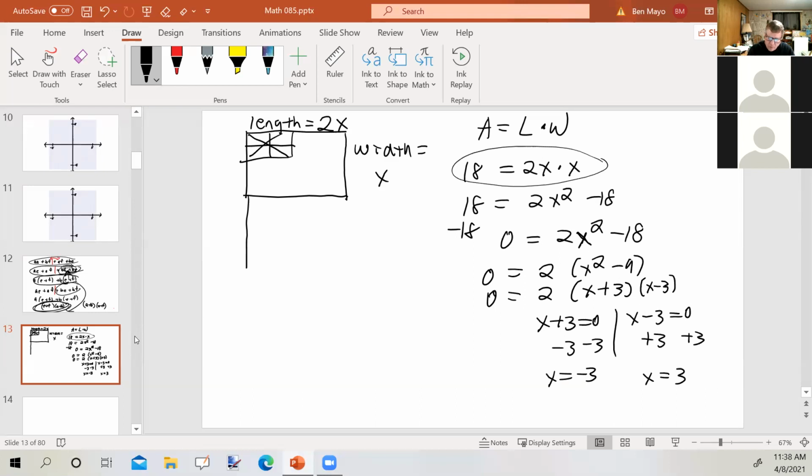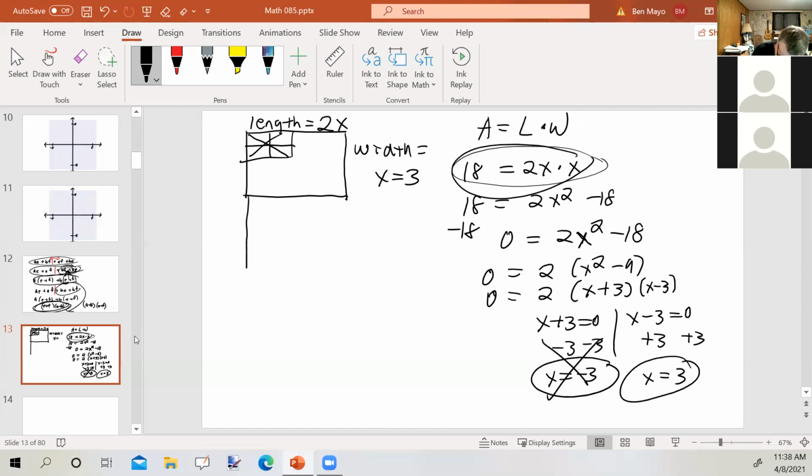However, the question was to find the dimensions of the flag. The problem is that if we choose x equals negative 3, we have a flag with negative dimensions. A dimension is a distance, a length or a width, and it can't be negative. So even though this answer is a solution to the equation, it doesn't fit the actual model of the flag. So x equals 3 is the only solution.